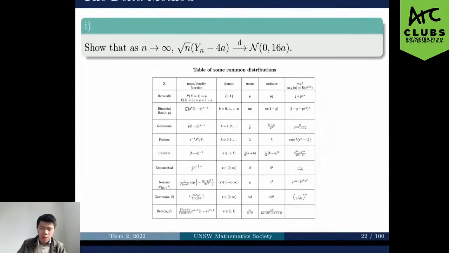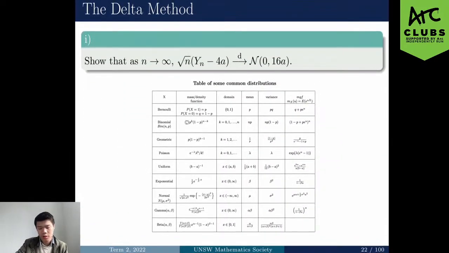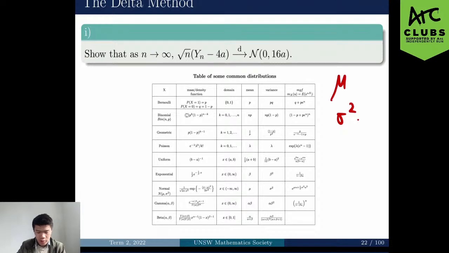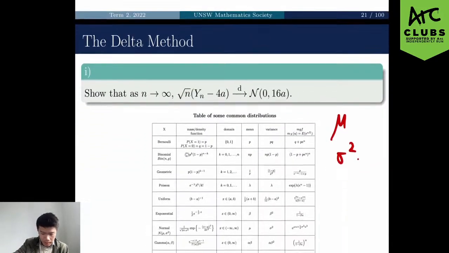Before we can actually do anything, remember the central limit theorem requires us to know mu and sigma squared. So we zoom into the gamma distribution, and we had, remember, gamma A4.